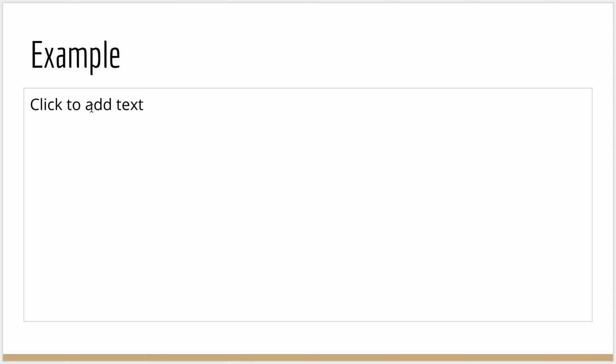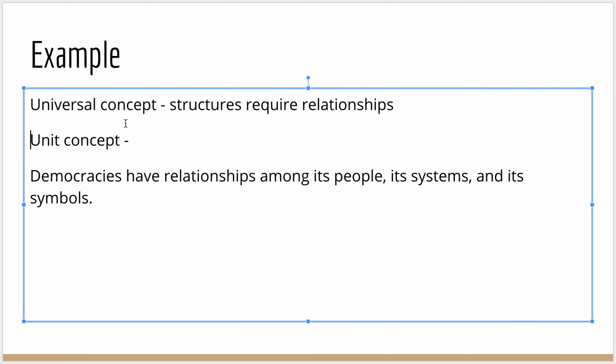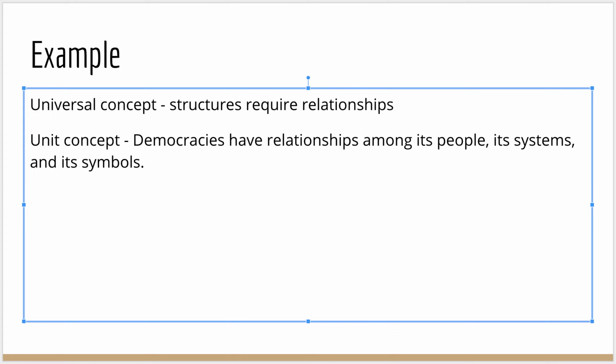So I'm going to paste over my previous 2 unit goals. I've got the universal concept and the unit concept. Structures require relationships. And then my unit concept, democracies have relationships among its people, its systems, and its symbols. I'm a pretty black and white parallel type of thinker when it comes to building unit goals.